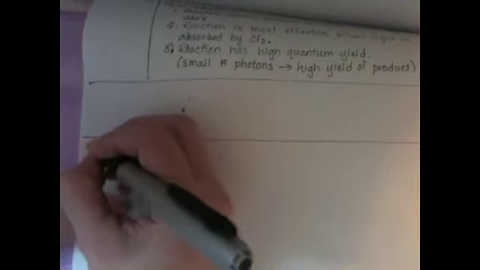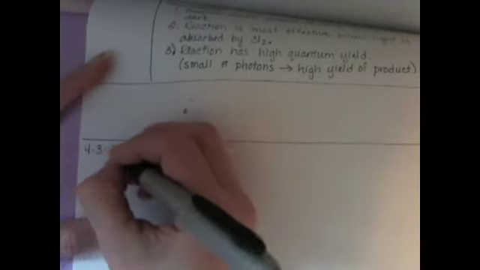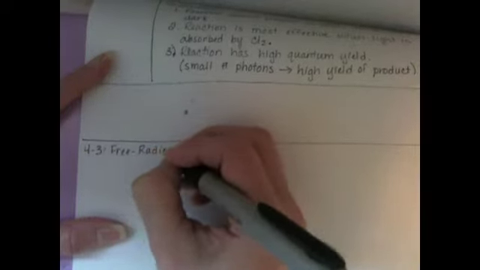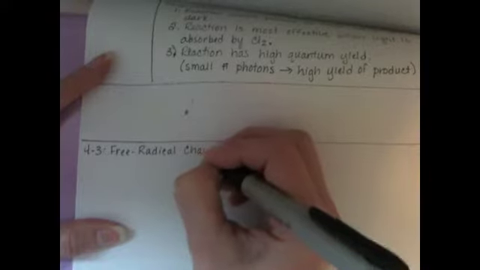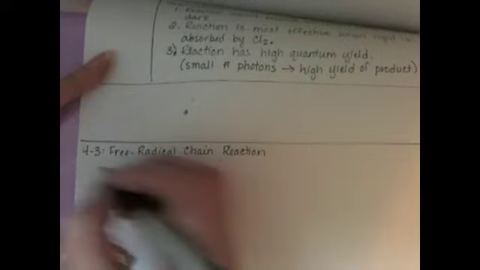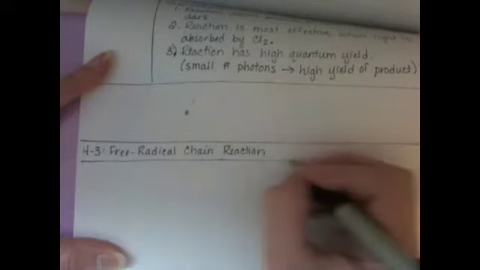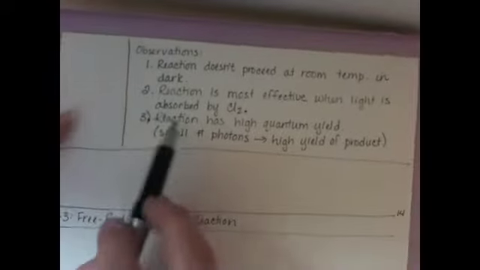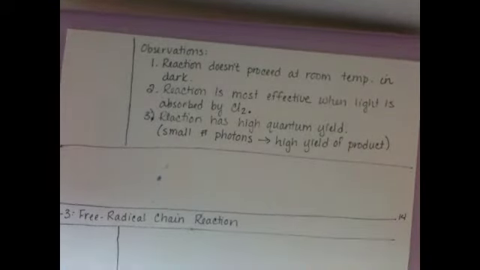The next section, 4.3, is on the free radical chain reaction. This reaction, the free radical chain reaction, was the mechanism that was ultimately proposed to explain the chlorination of methane, to explain the three observations that were made by the chemists who were studying the reaction originally, and to help us understand the mechanism and answer the questions about the reaction.